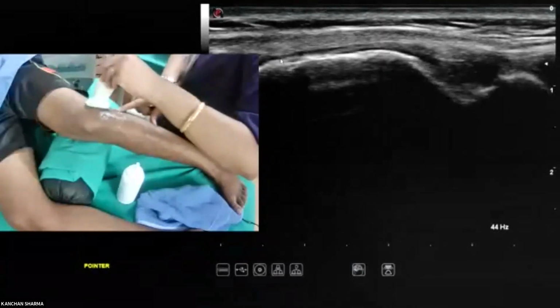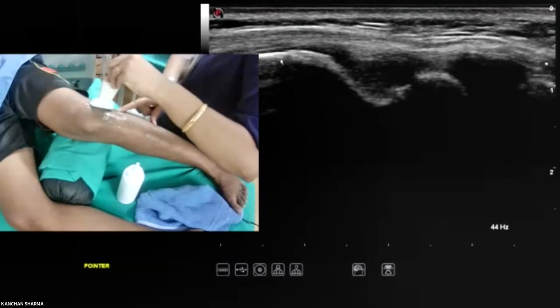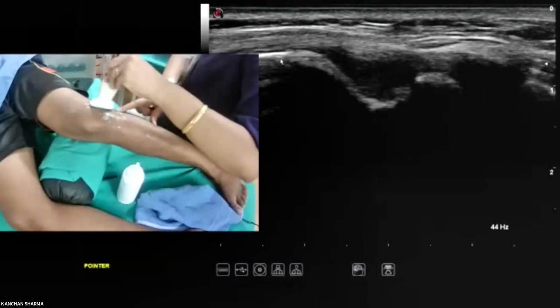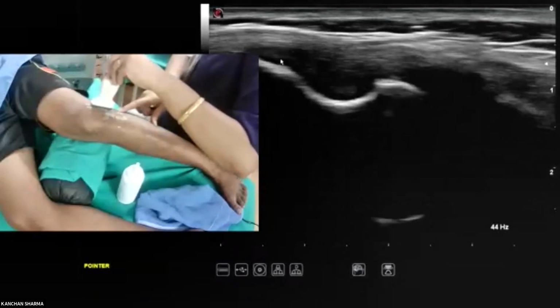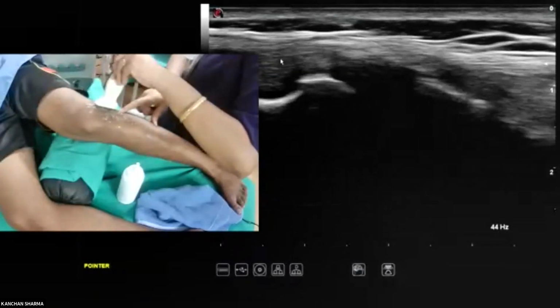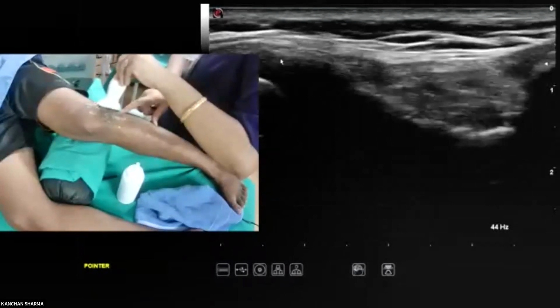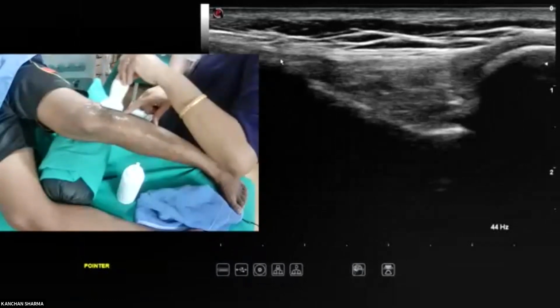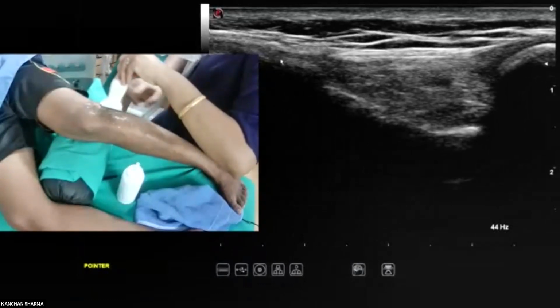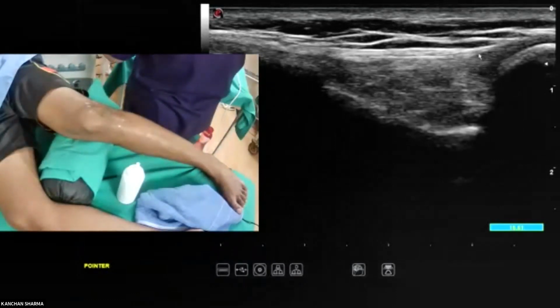So from there, see, I'm sliding. That is where the arrow is moving. So that is our femur. From there, we are sliding down, down. Now something which is lying flat has come. So that is our tibia. From there, now one big bone will come. So that is our fibula. And the hyperechoic thing which you are able to see here is your lateral collateral ligament.